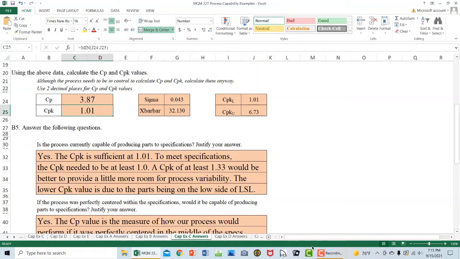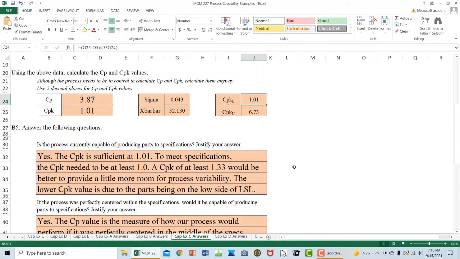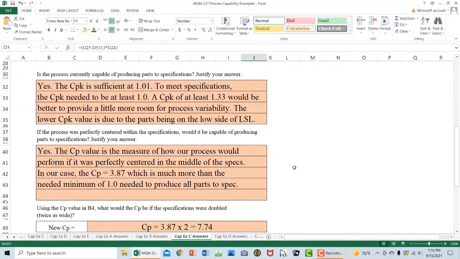The lower CPK value is due to the parts being on the low side of the lower engineering specification limits. Because, like I said, remember, 32.13 is really close to 32 and further away from 33. So that's why that number is so poor. It's just kind of hunkered down in the lower end of the specification.